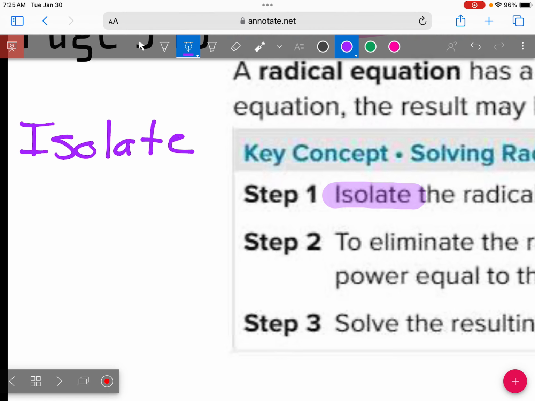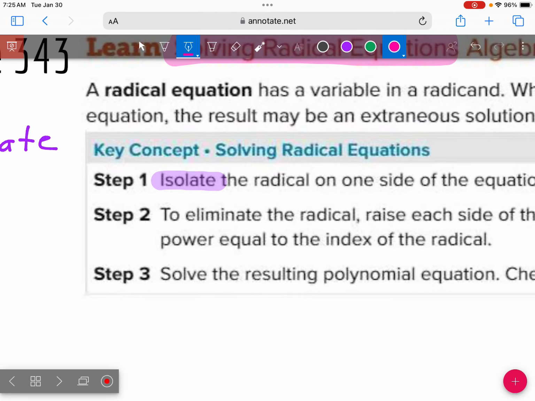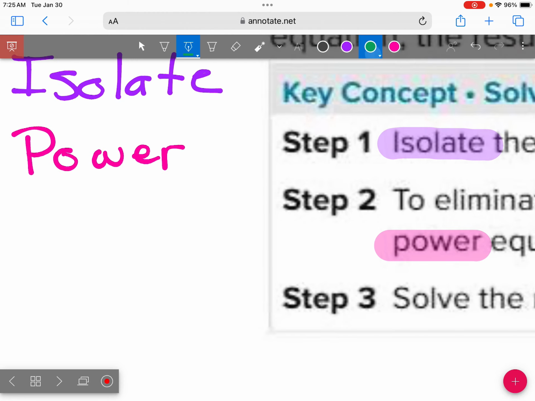All right, so our first step is going to be to isolate the radical on one side. Then to get rid of our radical, we're going to do a power. Technically what we're doing is exponentiating, if you like the big words. We're going to isolate, we're going to use a power, and then we're going to finish solving. So isolate, power, solve, or exponentiating.